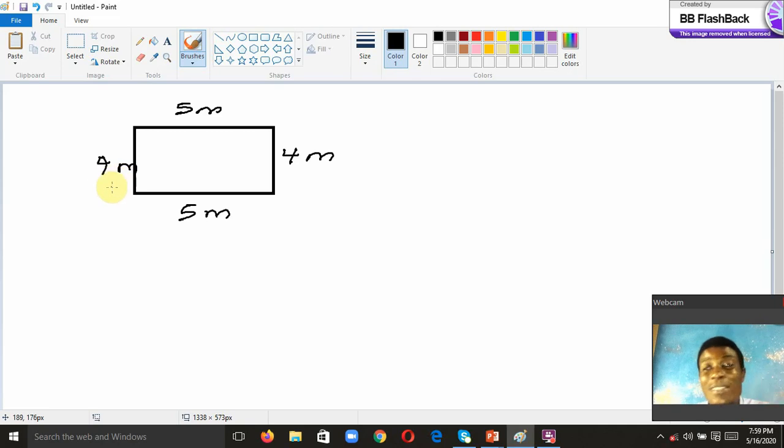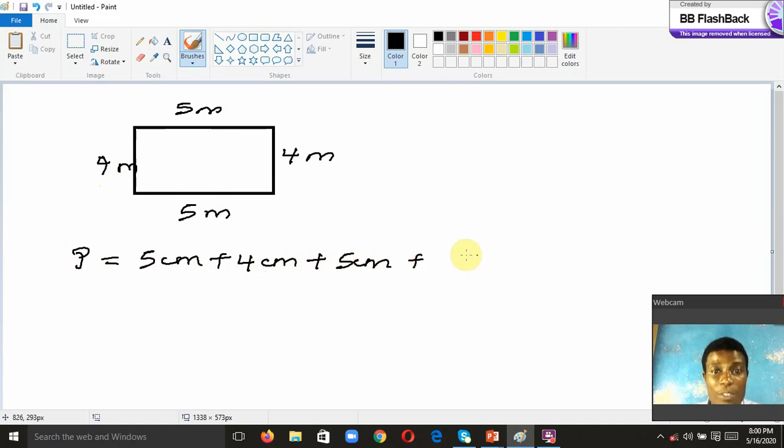Now what is perimeter? Perimeter is just the sum of all the sides. So find the sum of side A plus side B plus side C plus side D. So perimeter is 5 plus 4 plus 5 plus 4. Instead of trying to cram the formula, just know what perimeter is. So 5 plus 4 is 9, plus 5 is 14, plus 4. So the perimeter of this shape is 18.